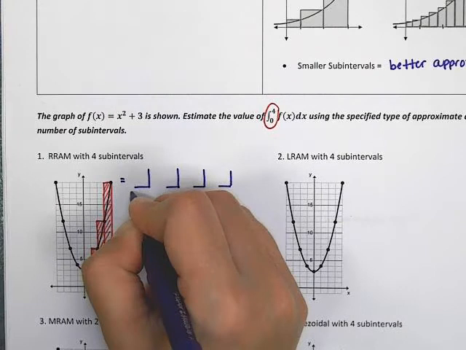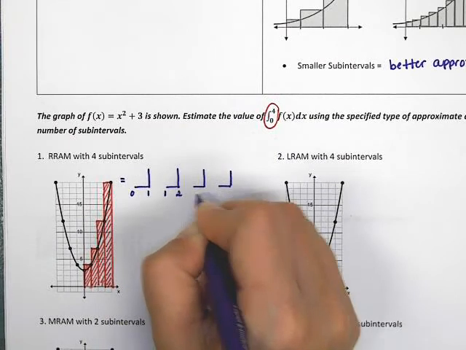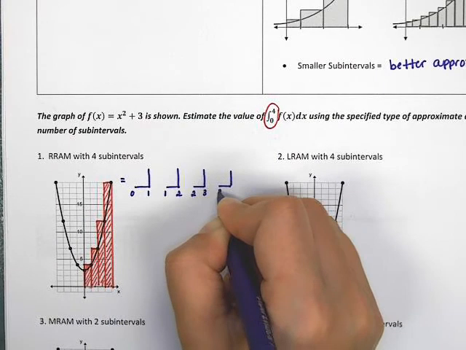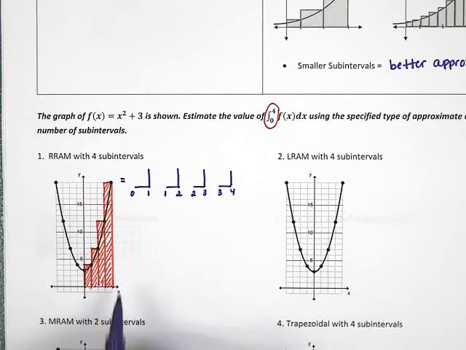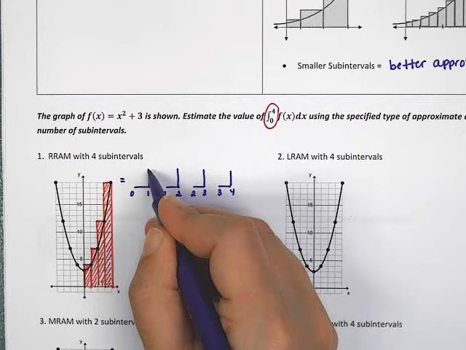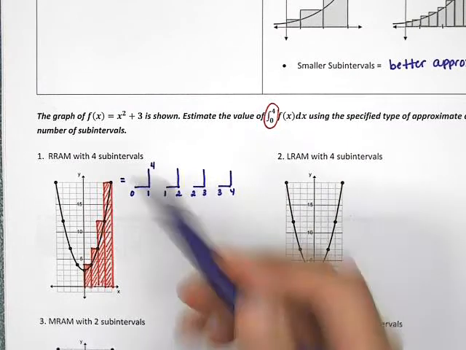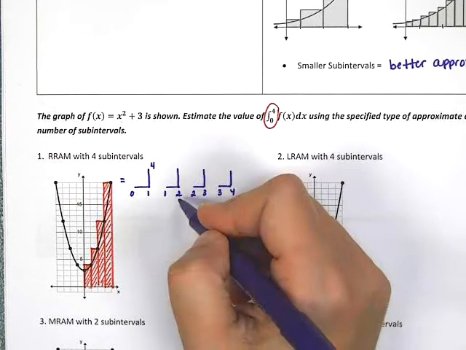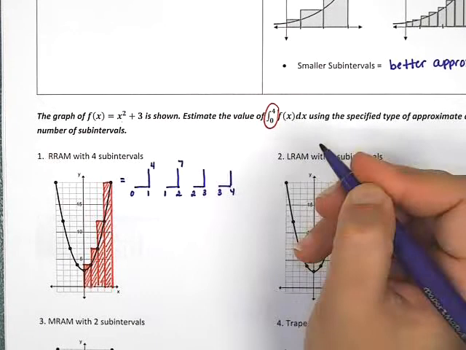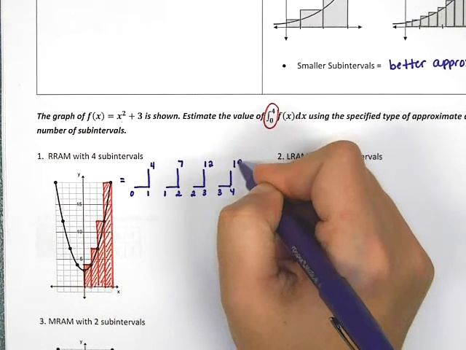Now the beginning of this subinterval is from 0 to 1 on the x-axis. The next one goes from 1 to 2. The next one goes from 2 to 3, and the next one goes from 3 to 4. So these are just numbers that represent where the rectangles start and stop on the x-axis. Then we're going to fill in the heights. The height at 1 is 4. Now I could get that by looking at the graph at this ordered pair, or I could get that by taking the 1 and plugging it in here. 1 squared is 1 plus 3 is 4. The height at 2 is 7. The height at 3 is 12. And the height at 4 is 19.